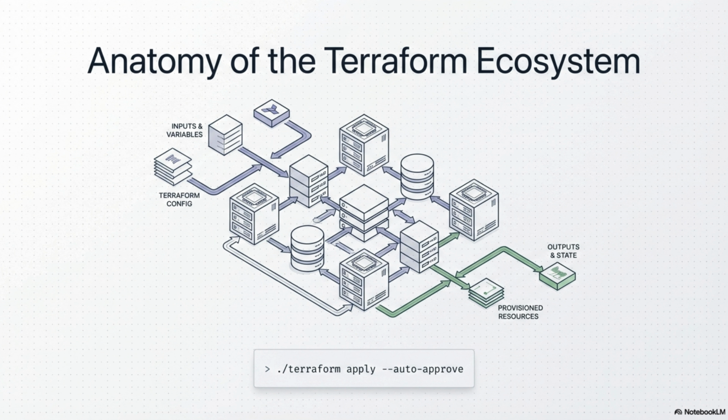Anatomy of the Terraform ecosystem. Let's zoom out first. Terraform is not just a tool, it's an ecosystem. As you can see in this diagram, everything flows from inputs, to configuration, to provisioning, and finally to outputs and state. Think of Terraform like a control system. You feed it inputs, it processes them, and produces real infrastructure.